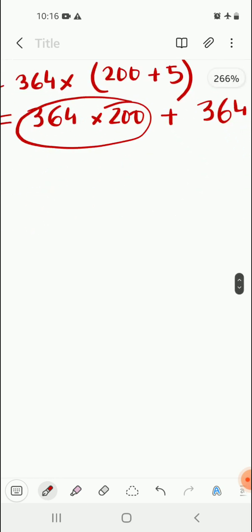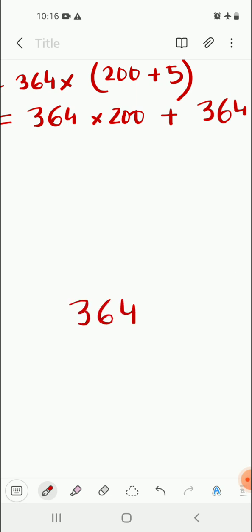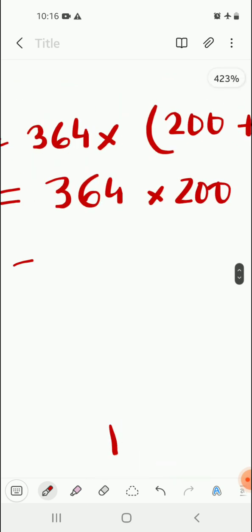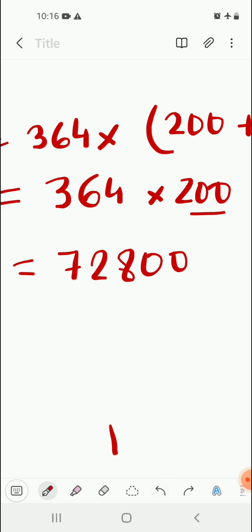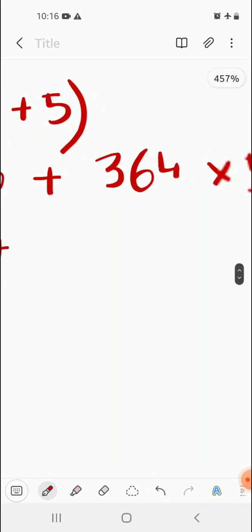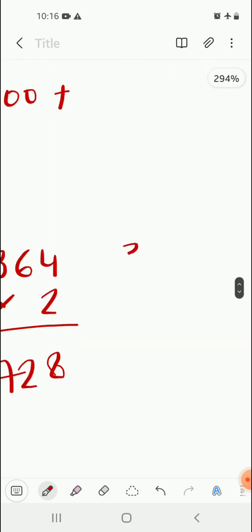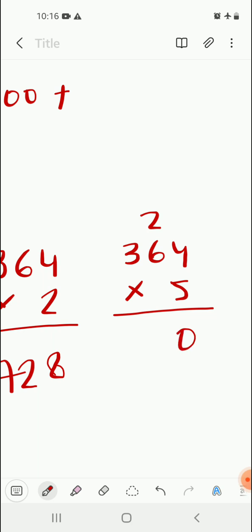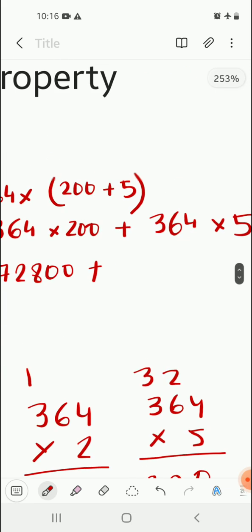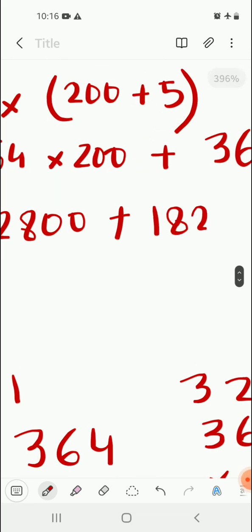See, 364 into 200 means first multiply 364 with 2 only. So 4 into 2 is 8. 6 2s are 12. 3 2s are 6 plus 1, 7. So we can write 728, that is 364 into 2, and insert 2 zeros at the end because here there are 2 zeros. Moving on, next is 364 into 5. So let's multiply 364 with 5. We get 5 into 4, 20, 5 6s are 30 plus 2, 32, 3 5s are 15 plus 3, 18. So we have got the number 1820.